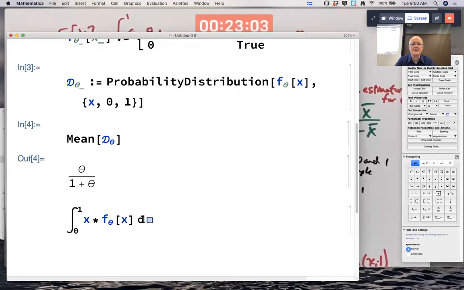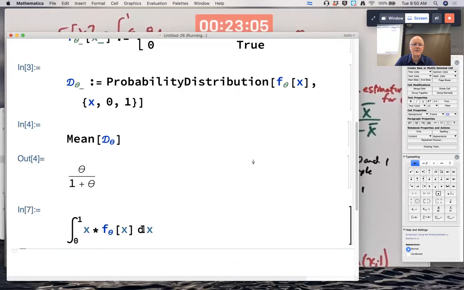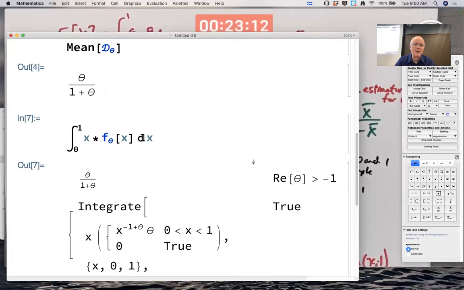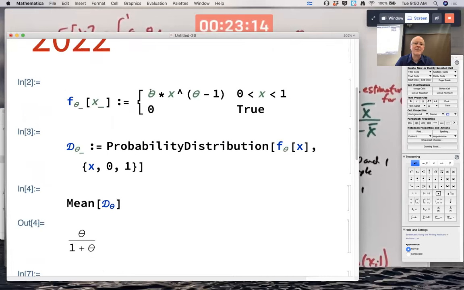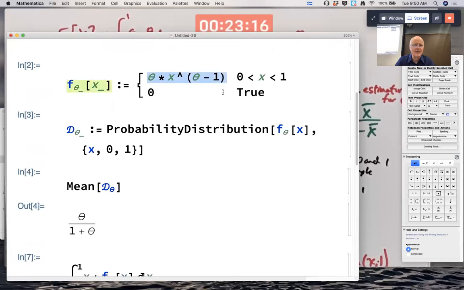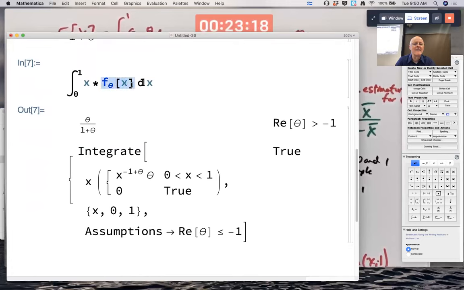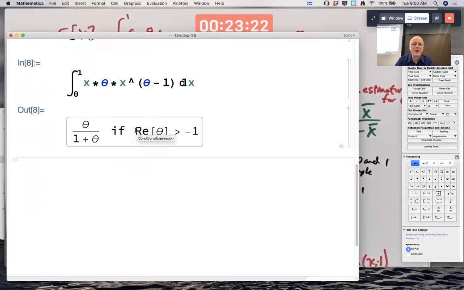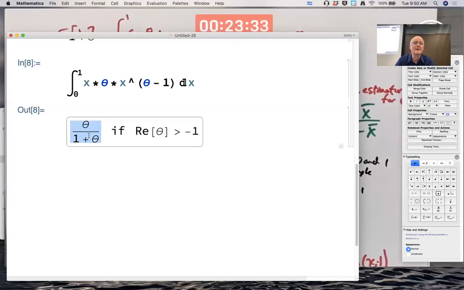Although you will see it assumes theta is a complex number in this case. It takes a little while, but it does compute it. I did it beforehand. Oh, okay, I must have just plugged in this. If the real part of theta is greater than -1, then the integral converges and converges to this. But of course, for us, theta is a real number bigger than 0, so that's definitely true.